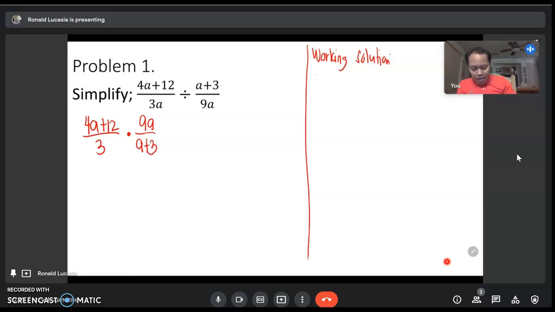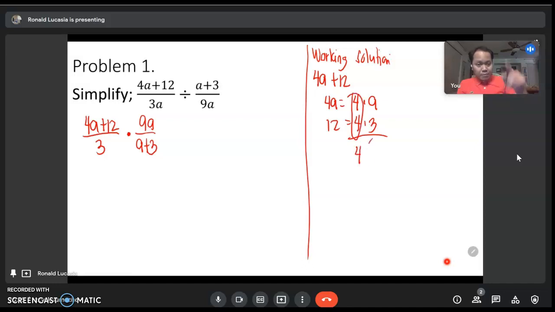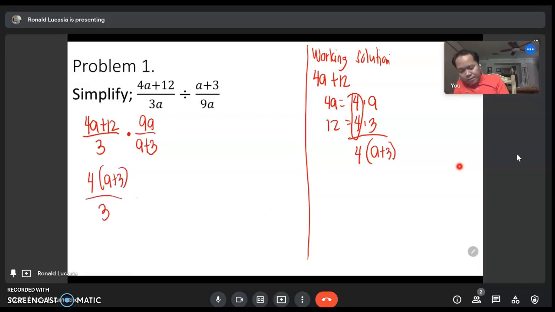So I'm going to factor out 4a plus 12. That is 4a and then 12. So 4a is 4 times a. Factor 12 in such a way that one of the factors is 4. So 12 is divisible by 4. That is 4 times 3. Common factor is 4. And then bring out the rest of the terms that have no common factor. So a plus 3. So this is 4 times a plus 3 over 3.